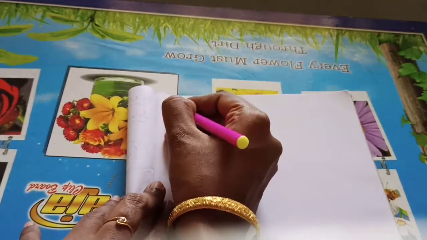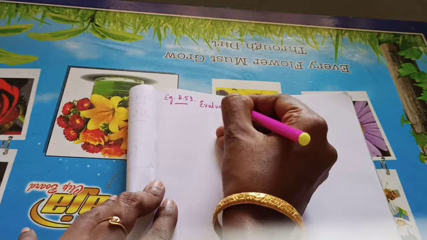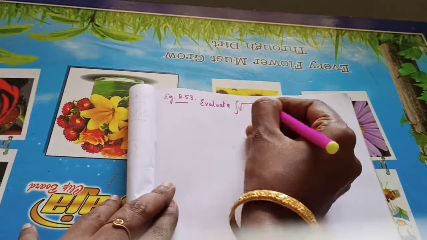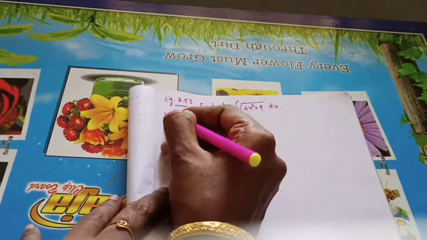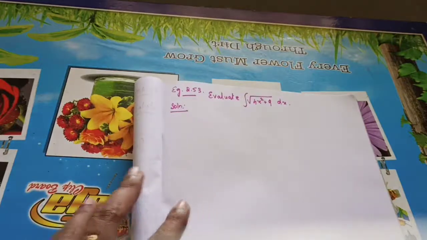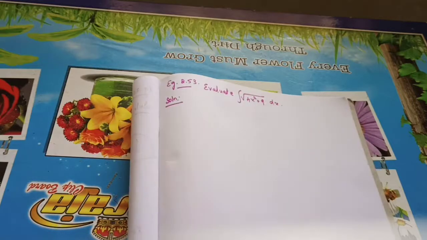Next question, example 2.53. Evaluate integral of square root of 4x square plus 9 dx. Solution. Listen here students, it is somewhat different. Why is it different? x square is there, plus 9 is there. 9 is also a perfect square, we will change this to 3 square. But here x square has a coefficient. What's the coefficient of x square? 4 is there, is it right? So here it is in the form of square root of mx square plus a square.